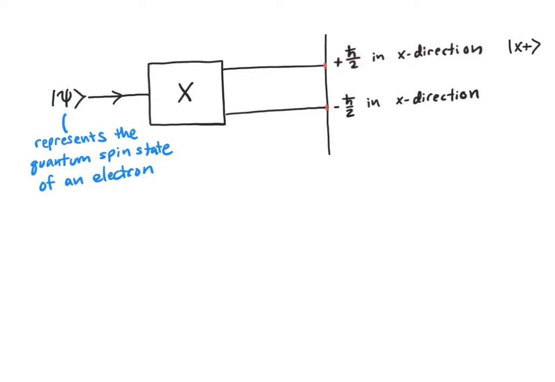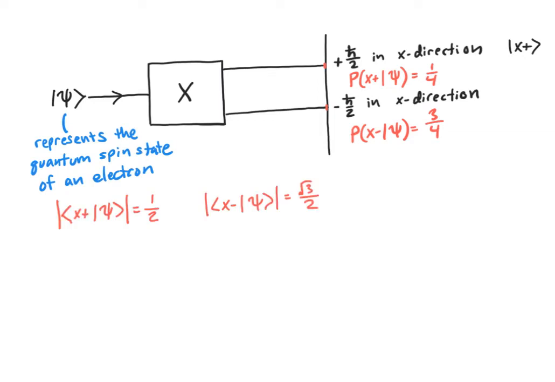Let's say we do this. We take a whole bunch of identically prepared electrons and we send them through our Stern-Gerlach device oriented in the x direction 1,000 times, and we find that 1 out of every 4 times we find that it has plus h bar over 2 spin in the x direction, and 3 out of every 4 times it has minus h bar over 2 spin. So what information does that tell us? Well, it tells us the probabilities, obviously, but it also tells us the magnitudes of the corresponding probability amplitudes.